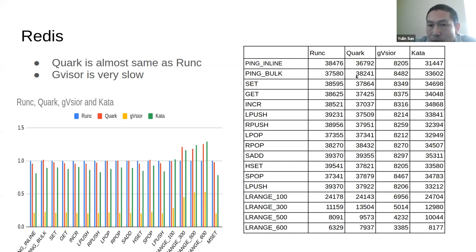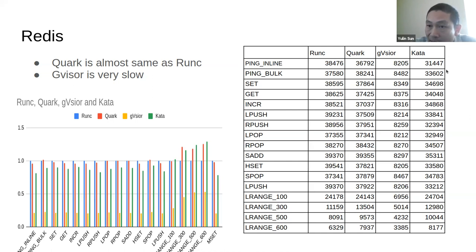Sometimes Quark can run better than runC. I think it may be the test problem. In future, because we are now using LURing, we are targeting more advanced technology, for example RDMA, to improve that IO performance. Maybe sometimes we can have better performance than runC. But overall, Q-Visor's performance is very low in this high QPS environment.